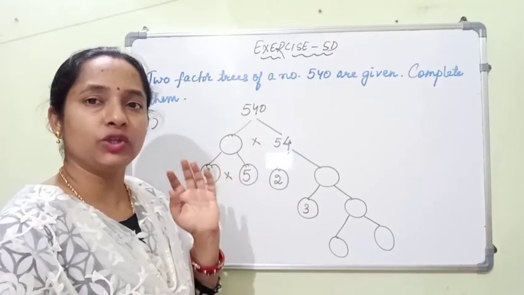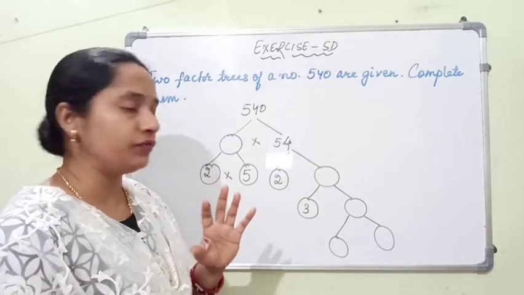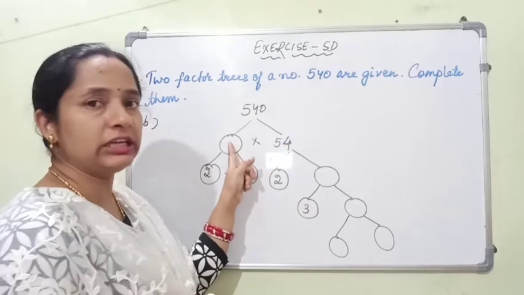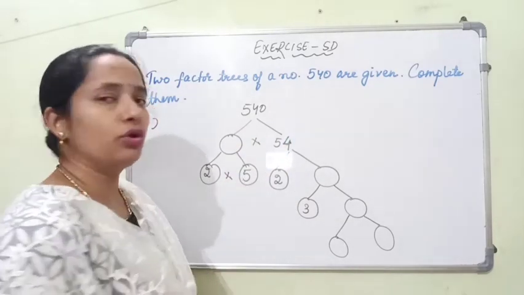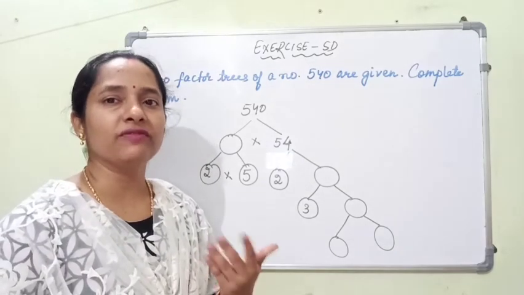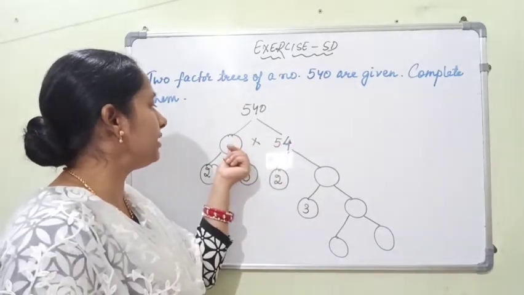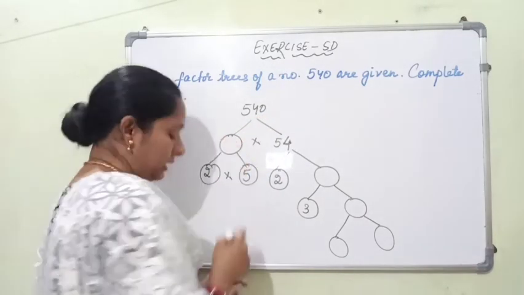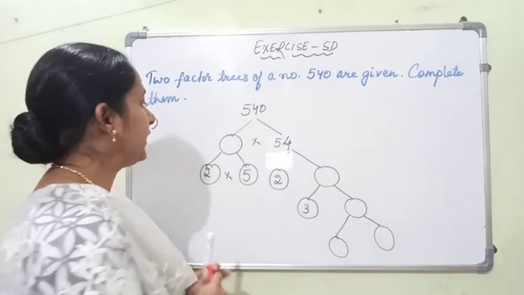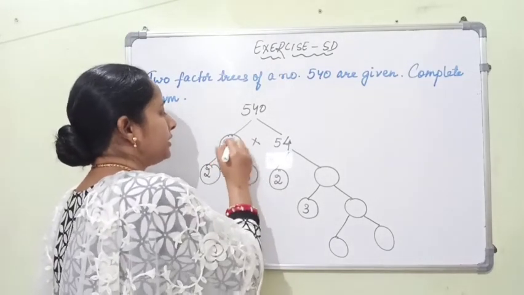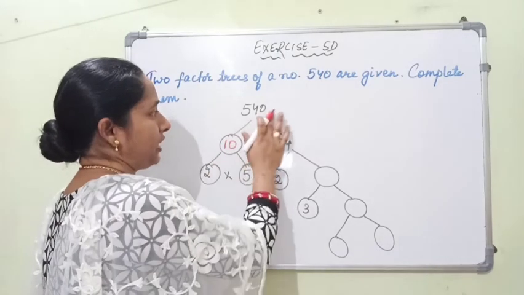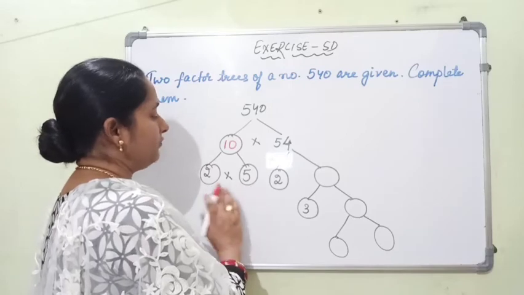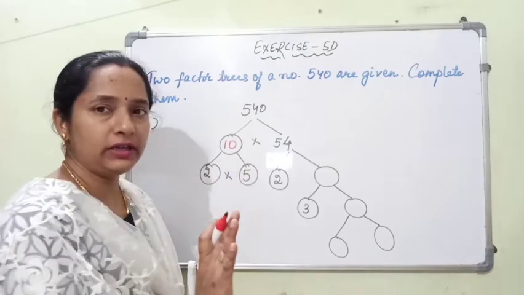If in case you are unable to guess, you divide 540 by 54, then ultimately you will get the required number. We all know any number multiplied by 10 will give its tens. So 54 multiplied by 10 will give you 54 tens, that is 540. So we will get a 10 here, where 10 can be represented as the product of 2 and 5, isn't it? 2 fives are 10, clear.